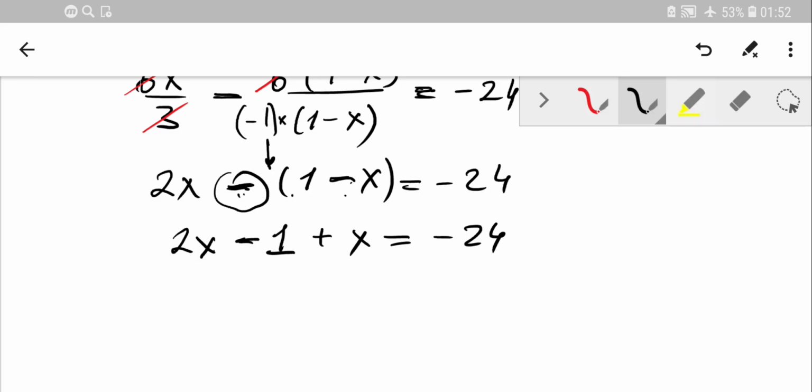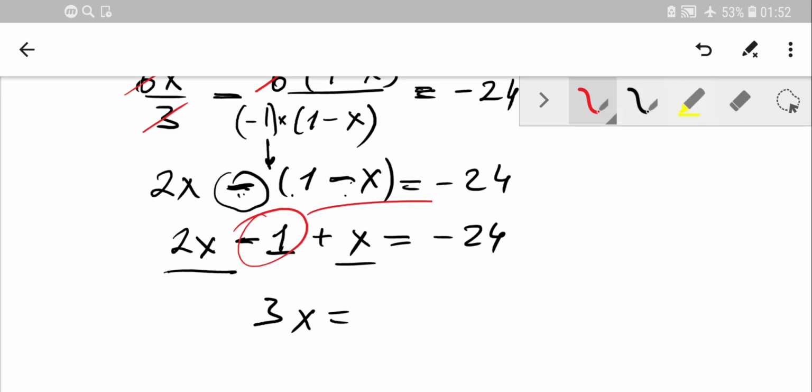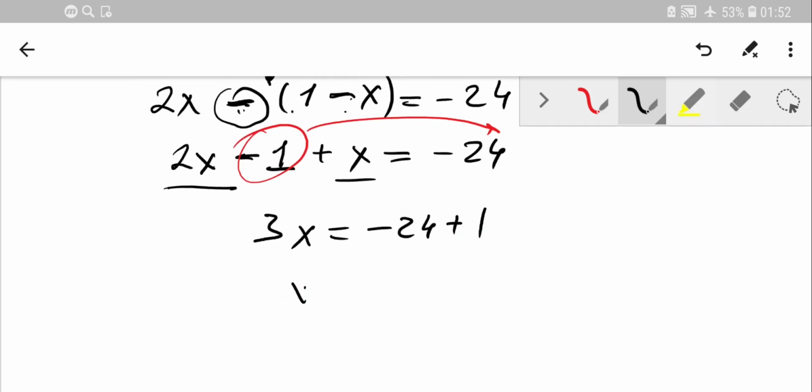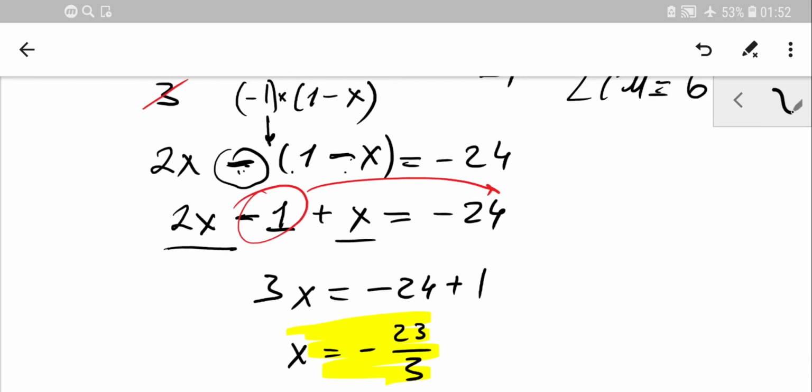So what we have the following. Similar terms here, 3x, while minus 1 can be transferred to the right side, and you'll get negative 24 plus 1. So finally, you'll get negative 23 over 3. That's your final result. So one more time to recap.